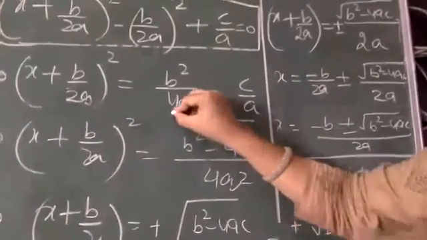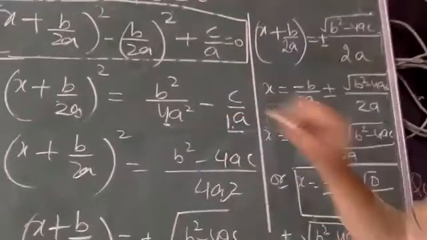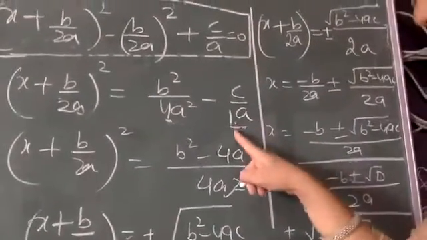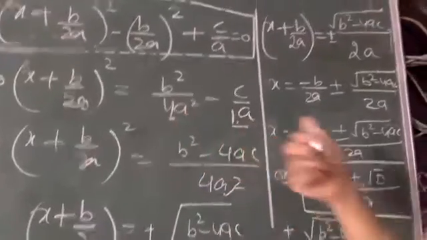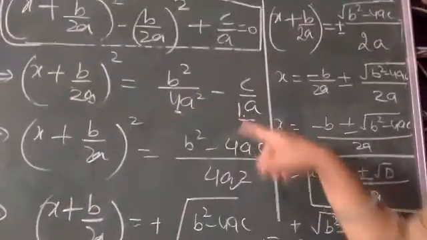Now look at the numbers. This is 4 and the coefficient of a. The coefficient of a is 1. So 4 and 1, you will also take the LCM. Take the LCM of the numbers separately and the LCM of the variables separately. So when we take the LCM of 4 and 1, it becomes 4.